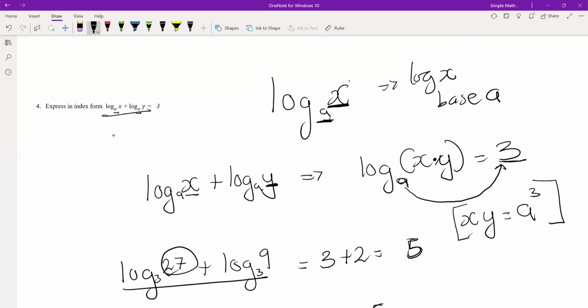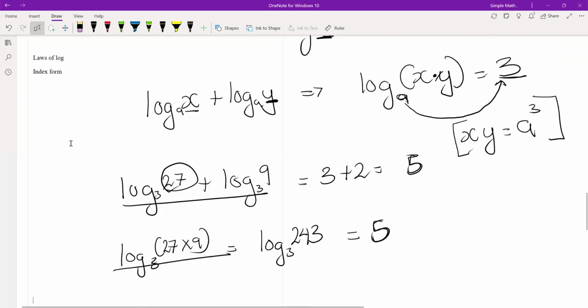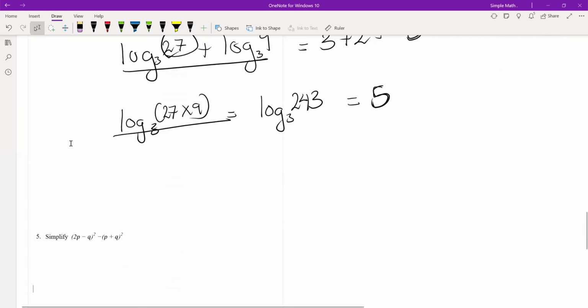Okay, so I think the topic here is based on the laws of logarithm, and then index form. So that is what this question is based on. It's based on laws of logarithm, and then we're expressing it in index form. So your answer will be xy is equal to a to the power of 3. All right, and then for the last question, simplify.